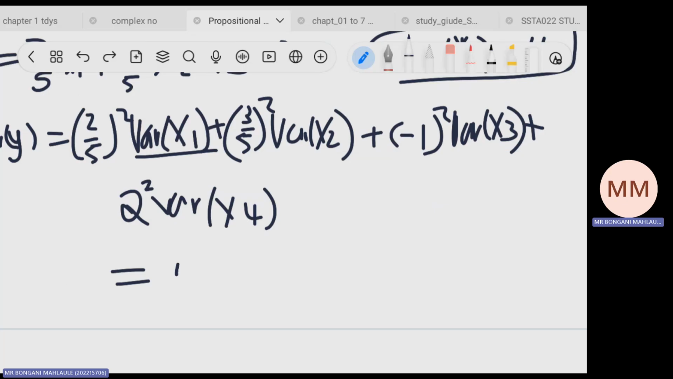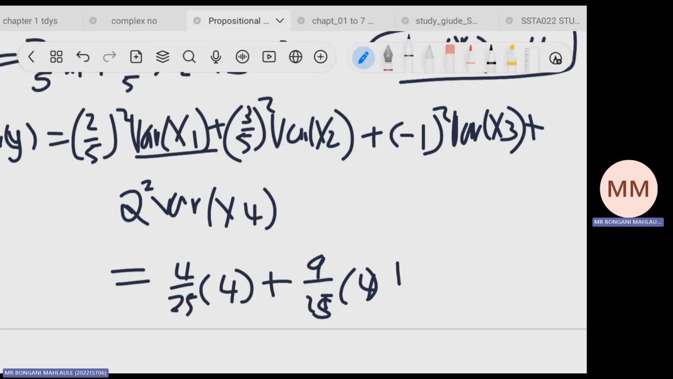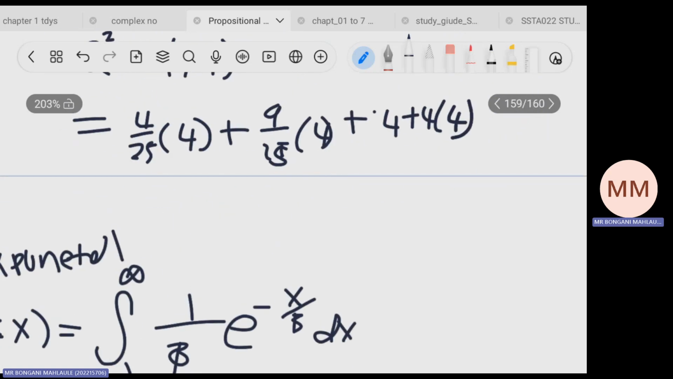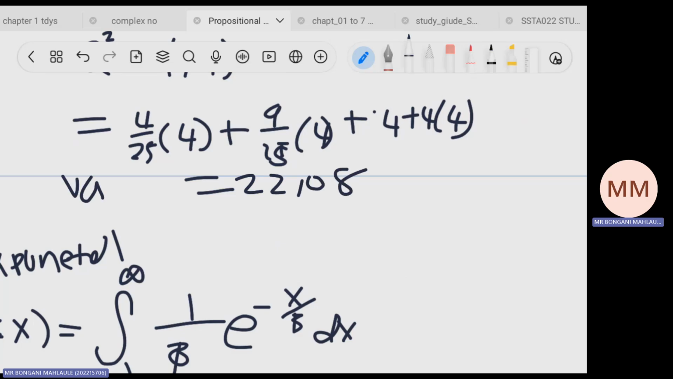So you'll have what? 4 over 10 over 25 times 4, you'll have 4 here. Then your variance, you should get 22.08.